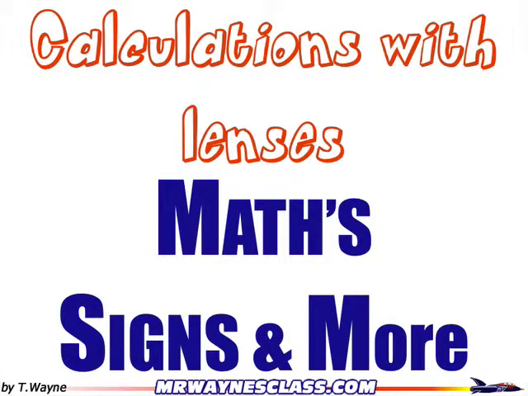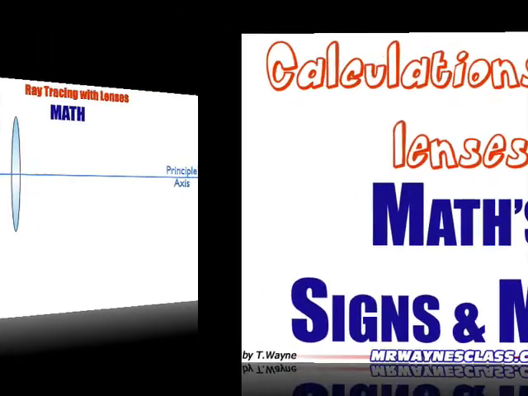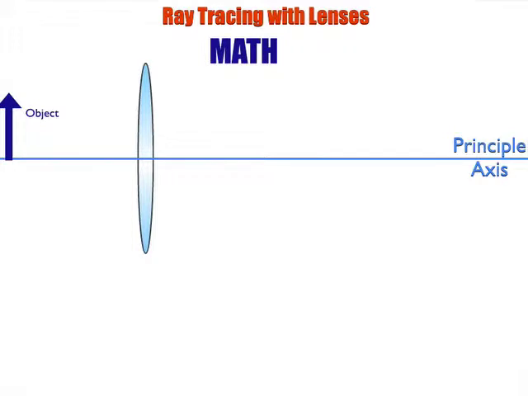This video is going to show you some of the calculations with lenses, the formulas, not the actual examples. It's going to show you some math signs and a little bit more about the lenses. This is our spherical thin lens approximation, and I've got a converging lens on the screen right now.